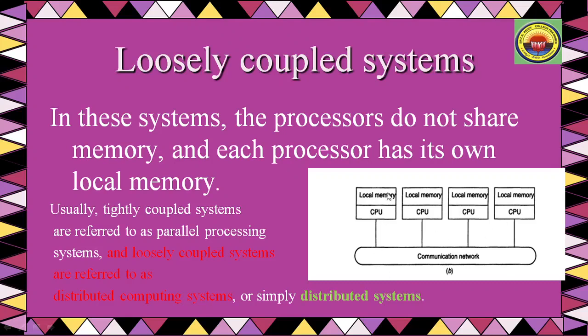So these loosely coupled systems are referred to as distributed computing systems, or simply we can call them distributed systems. Then what about tightly coupled systems? They are referred to as parallel processing systems. So distributed systems are loosely coupled systems.